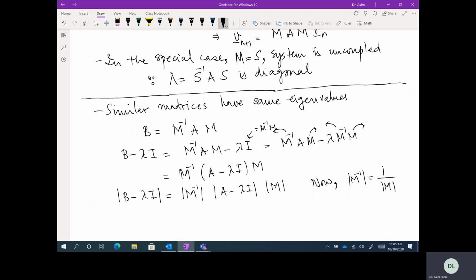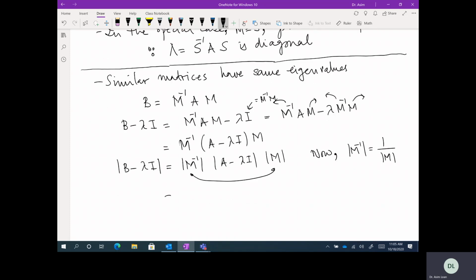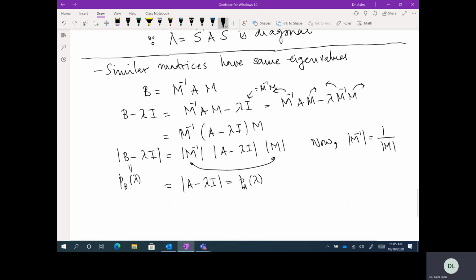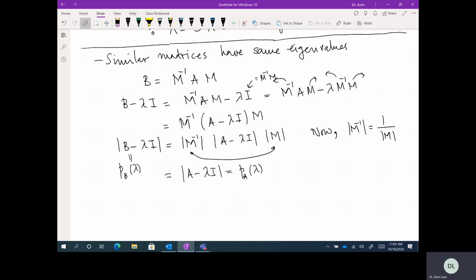So this combination is 1. So this is equal to the determinant of A minus lambda I. This is the characteristic polynomial of A. This is the characteristic polynomial of B. Their roots give the eigenvalues. So obviously, this implies eigenvalues of A and B are the same.